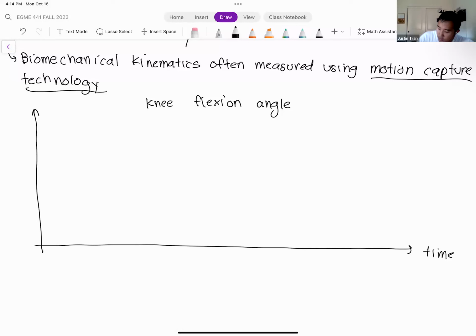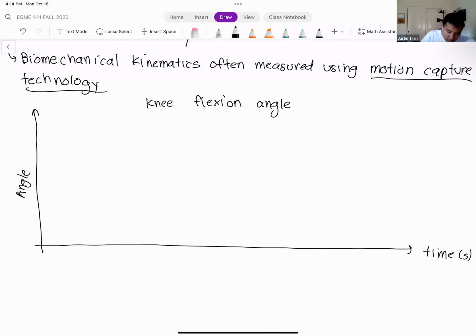Okay, so same thing. Our horizontal axis will be time, typically measured in seconds. And on the vertical axis, we have angle. Okay, so the knee does an interesting thing. As the graph goes up, that's when the knee is flexed more, right?